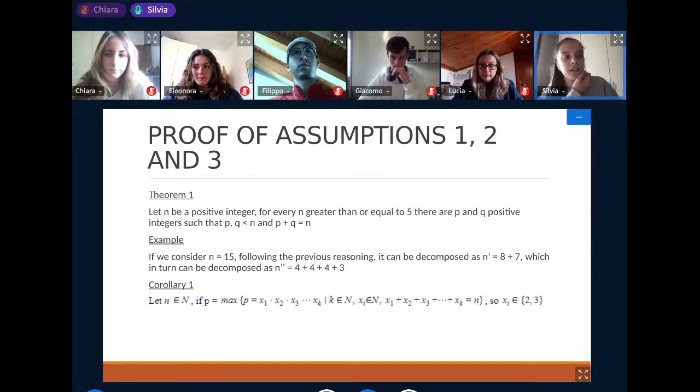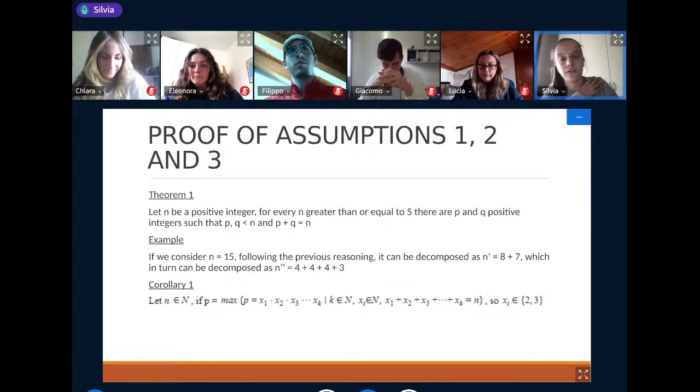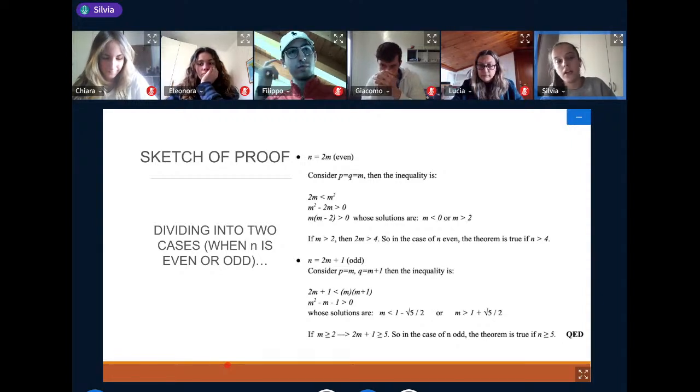So first, let's prove statements 1, 2, and 3. Reading theorem 1: let n be a positive integer. For every n greater than or equal to 5, there are p and q positive integers such that p and q are smaller than n, and their sum is equal to n. In this case, it's convenient to distinguish 2 cases, where in the first one we consider n even, while in the second we consider n odd.